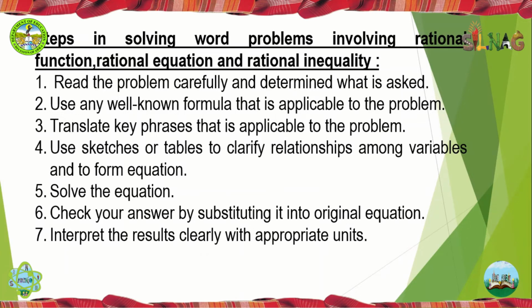So we have the steps in solving word problems involving rational function, rational equation, and rational inequality. Number 1. You read the problem carefully and determine what is asked. Number 2. Use any well-known formula that is applicable to the problem. Number 3. Translate key phrases that is applicable to the problem. Number 4. Use sketches or tables to clarify relationships among variables and to form equation. And then number 5, you solve the equation.